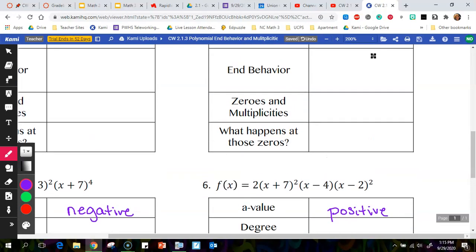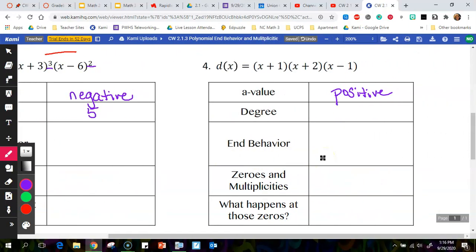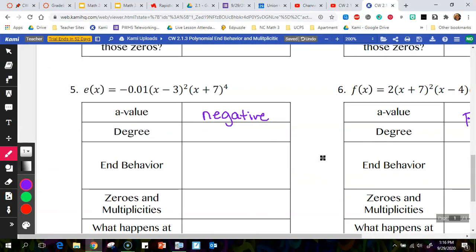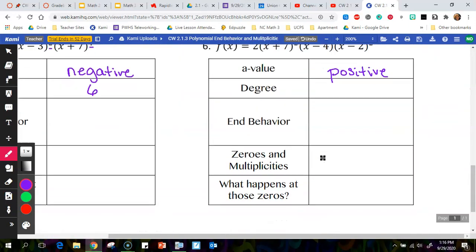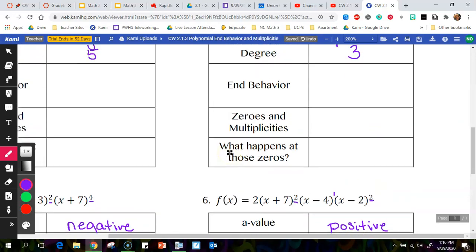All right, let's go back. Let's look at the degree. All right, the degree on number 3 is 3 plus 2, so that's 5. All right, so that's an odd degree, so that's going to be different in behavior. The degree on number 4 is 1 plus 1 plus 1, that's 3. The degree on number 5 is 2 plus 4, that's 6. And the degree on number 6 is, let's see, we got a 2, a 1, and a 2, so 2 plus 1 plus 2, 5. All right, in behavior.